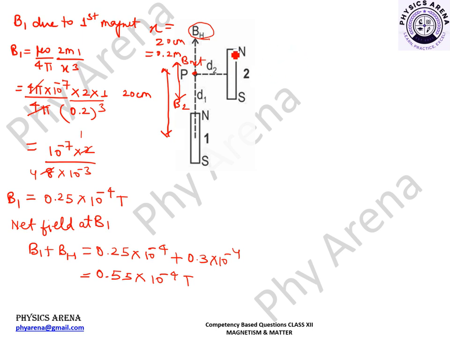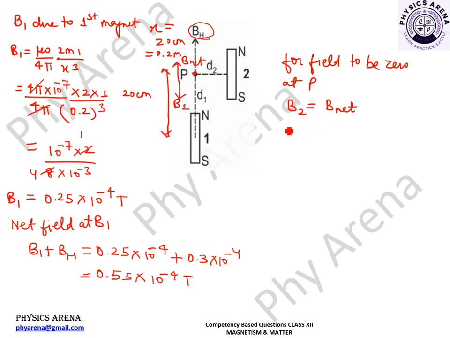Now, we have to place another magnet 2 at a distance d2 such that the net magnetic field at P becomes 0. So, for the field to be 0 at P, B2 has to be equal to B net. Just as we have learnt, this point P is the equatorial point for this magnet 2, and the direction of the magnetic field at the equatorial point will be from north to south. So this B2 will be acting in the downward direction. So this will balance out this B net.